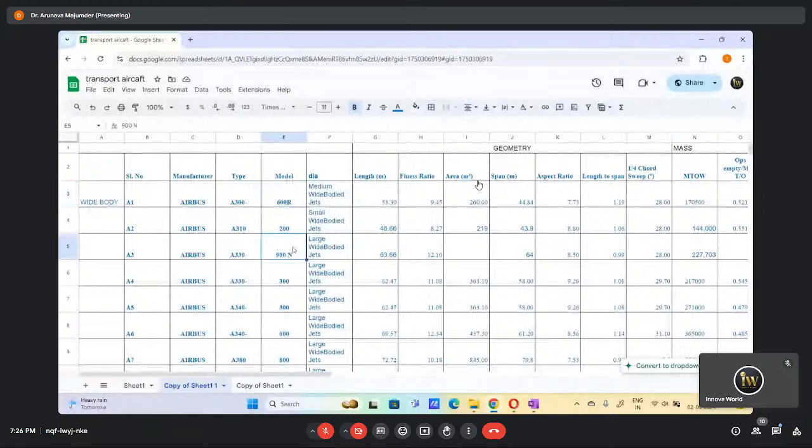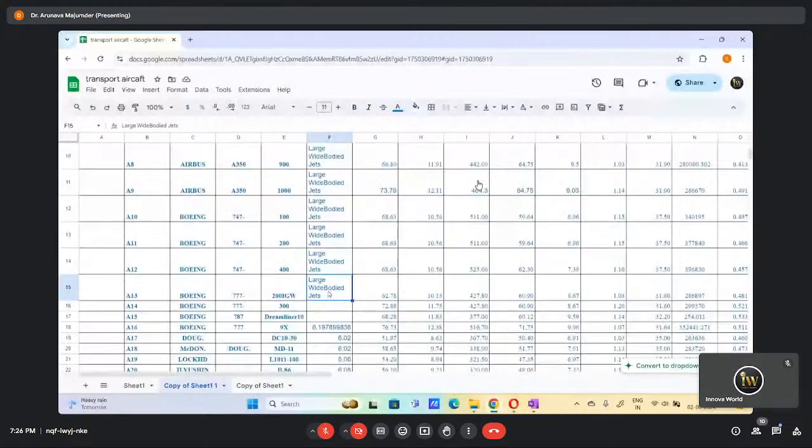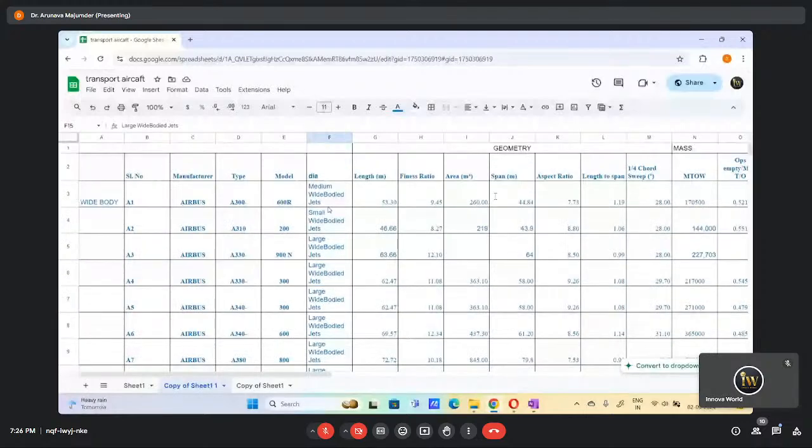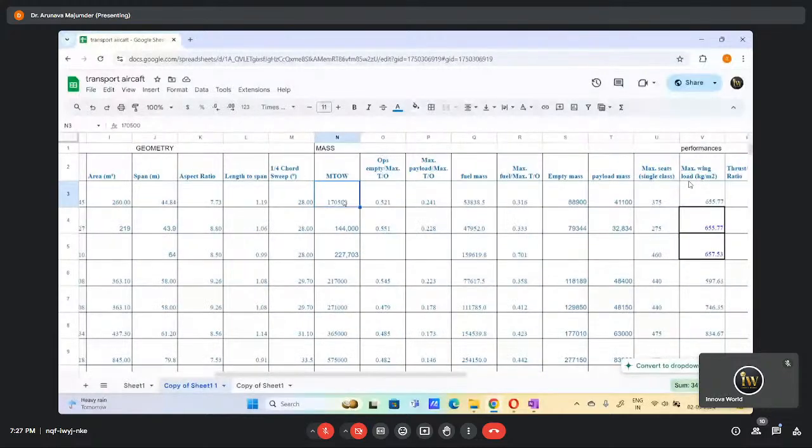Diameter also, according to this data set, no particular value is given, only medium wide bodied or small wide bodied or large wide bodied. So this kind of names are written here, so we can also consider this one as categorical. Now come to the length. This is not categorical, different lengths are given, so this is continuous. Fitness ratio is continuous, and all the other data after that are continuous. You can see MTOW is also continuous, continuous, continuous. Now everything is continuous.